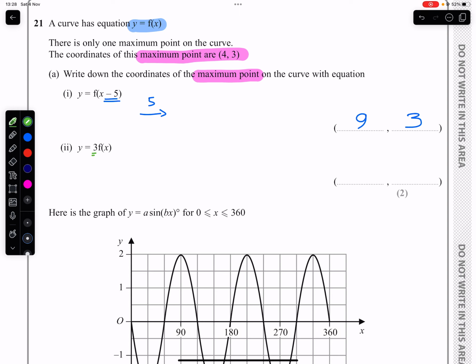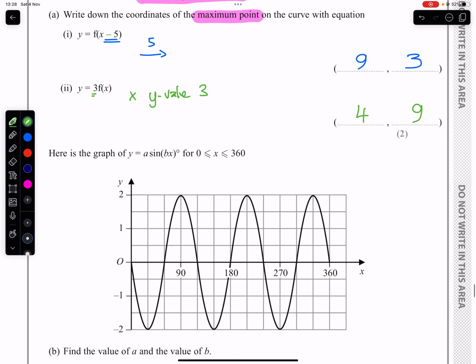For part 2, when we have a number multiplying on the outside, that is going to multiply our y coordinate by 3. So we're no longer going to have a height of 3, we're going to have a height of 9, and our x coordinate is going to remain unchanged.